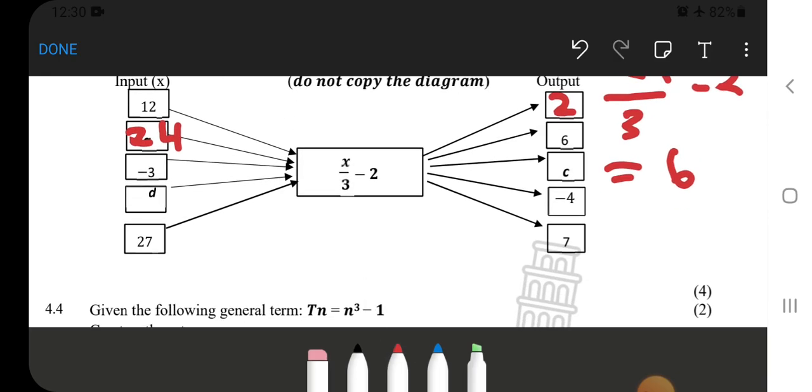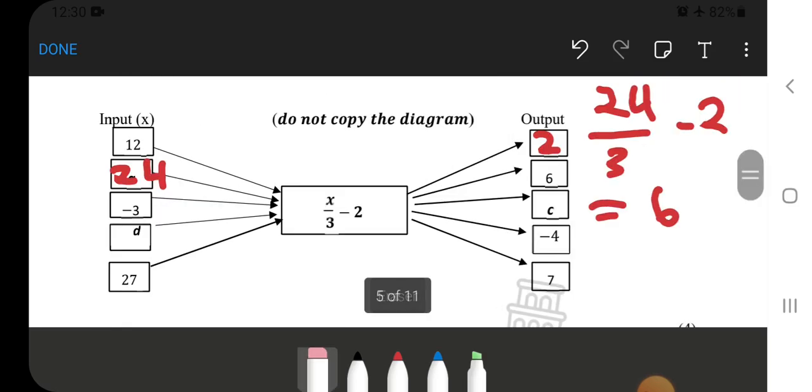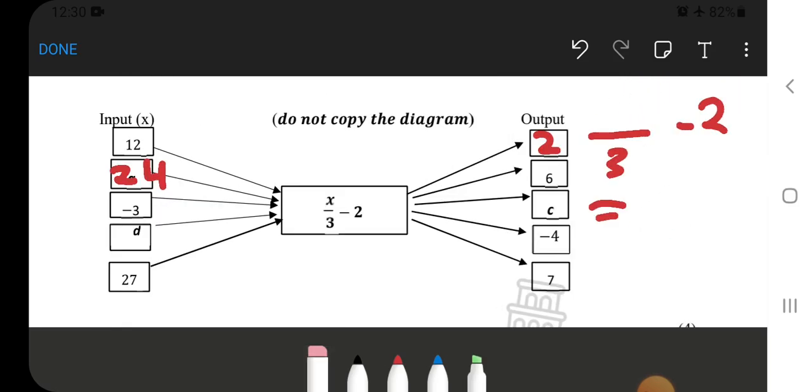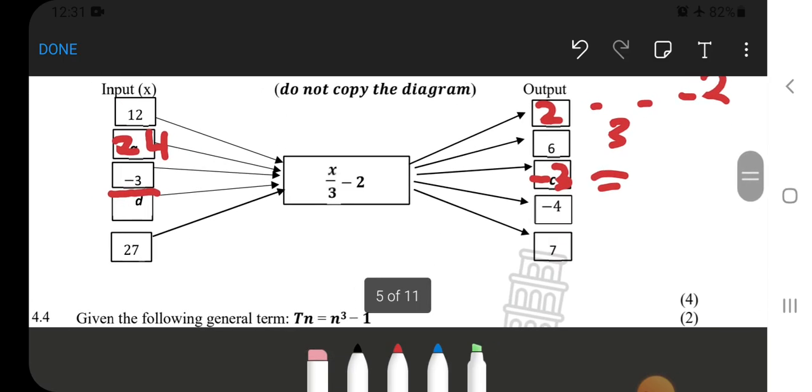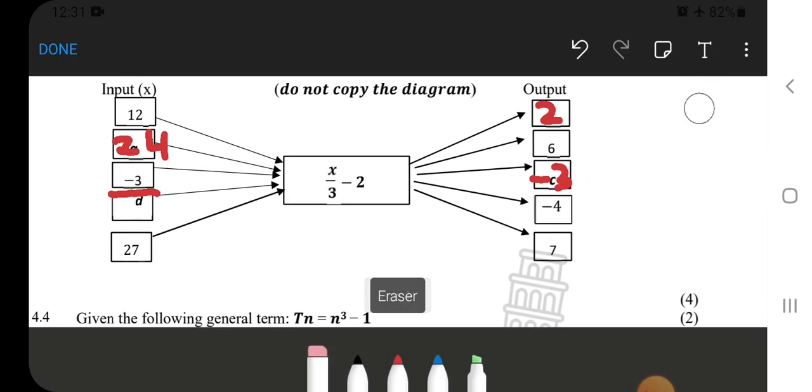So let's look at number C. For this one, we get, let's put negative 3 there. So we'll have negative 3 over 3 minus 2, and that will give us negative 3. And then we have the same thing here. The long one is a reverse.